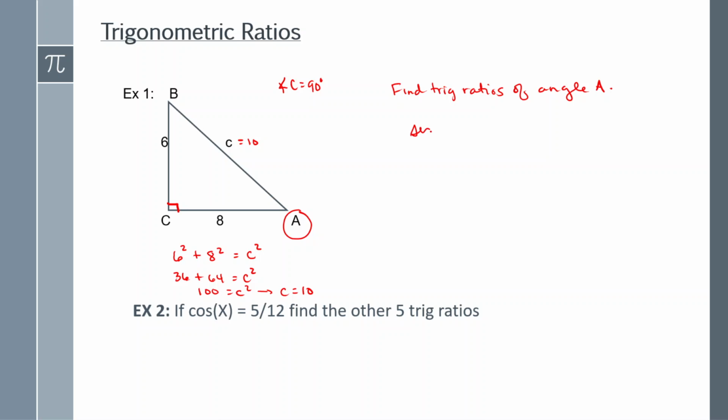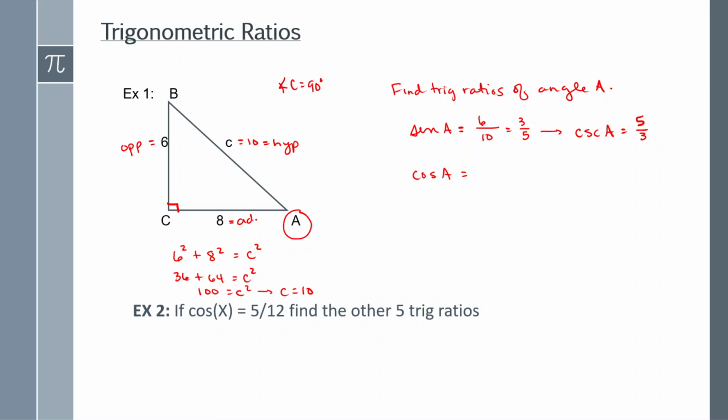Okay, so now let's just start. Sine of angle A is going to be opposite over hypotenuse. That gets us 6 over 10, which reduces to 3/5. This tells me that the cosecant of A is going to be 5/3, because those two are reciprocals of each other.